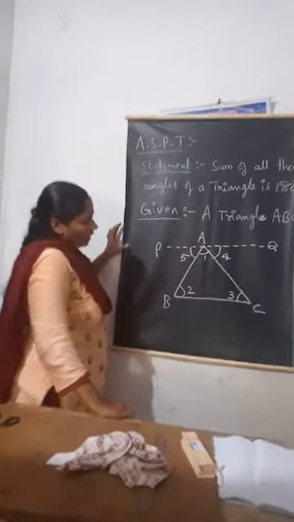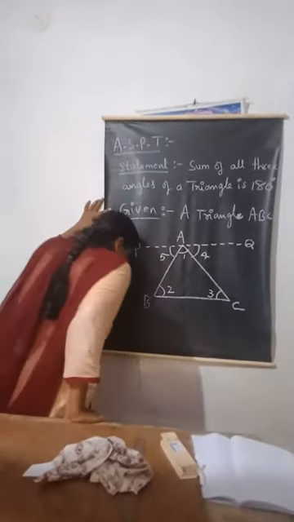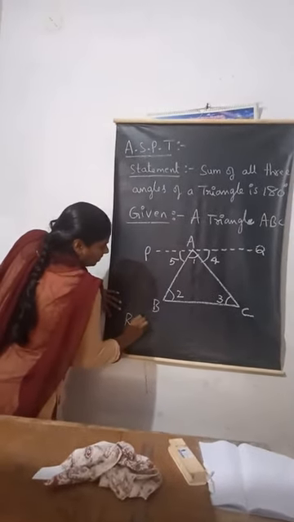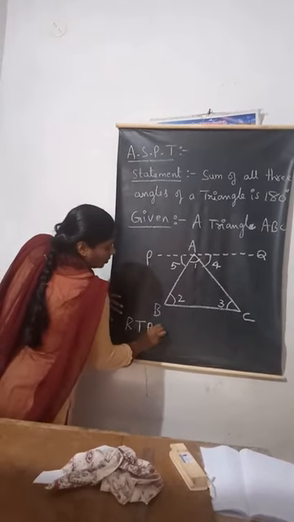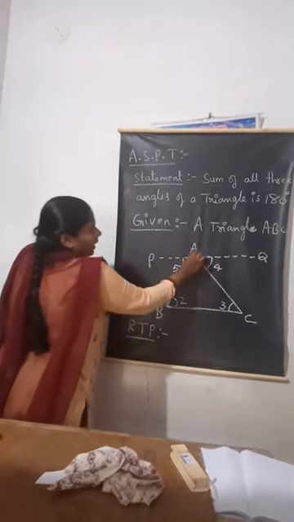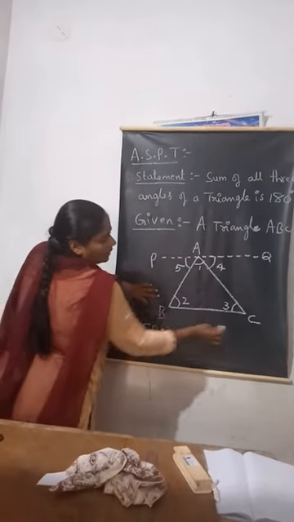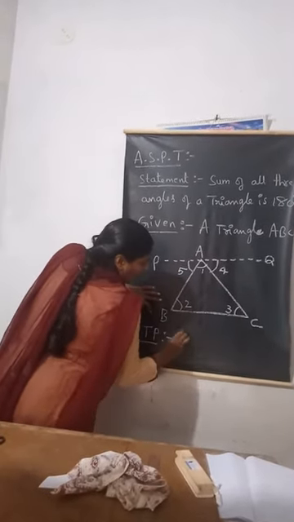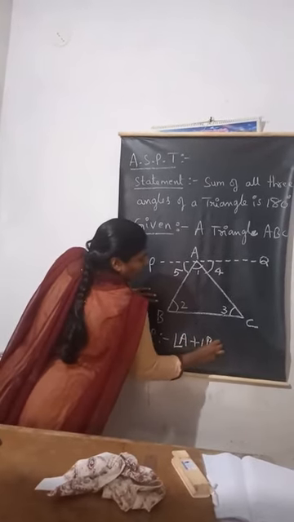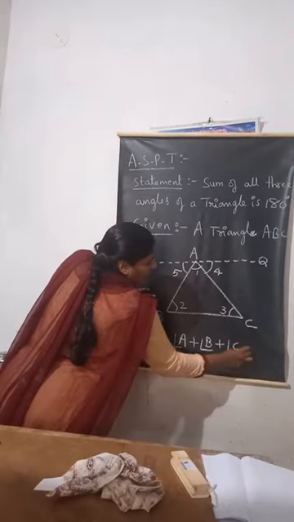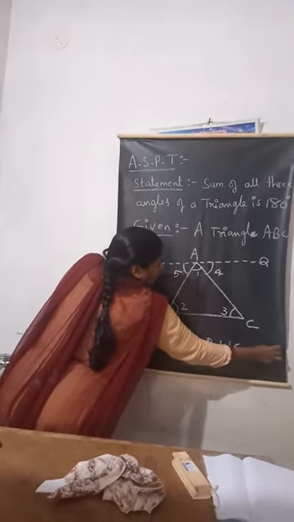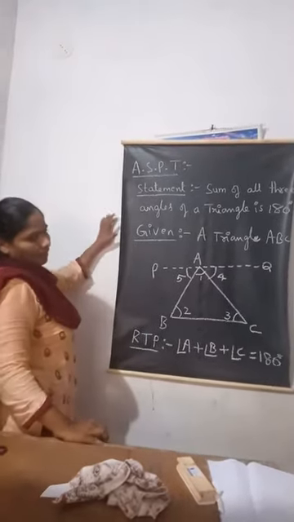Next, what is to prove? RTP, required to prove: angle A plus angle B plus angle C equals 180 degrees.